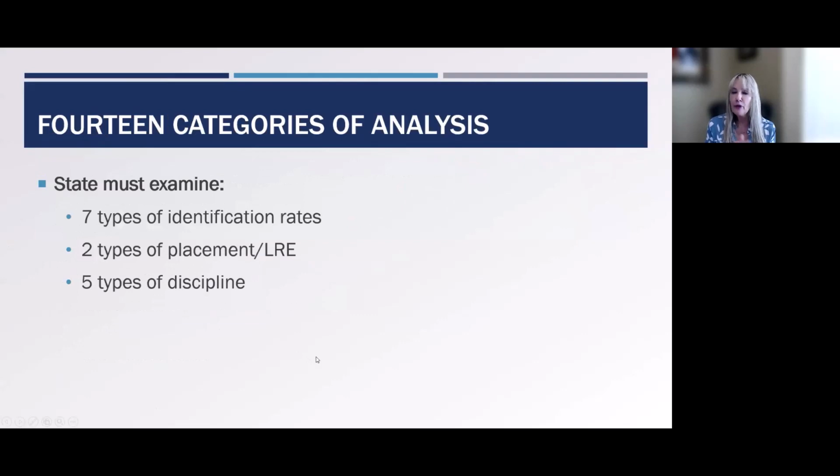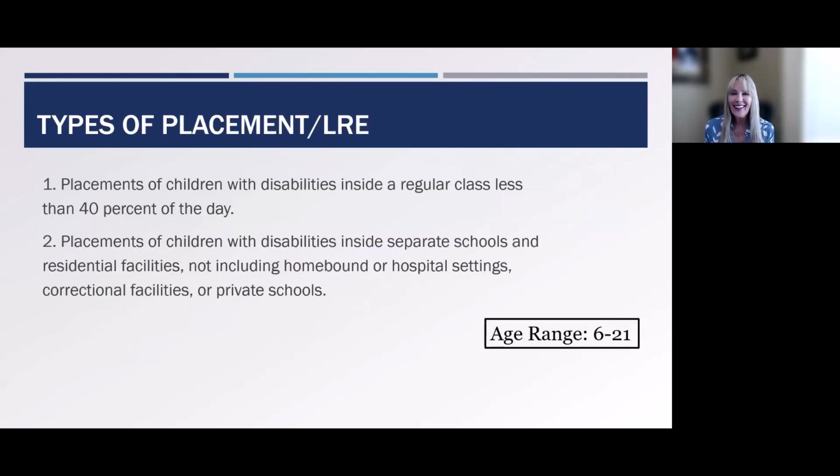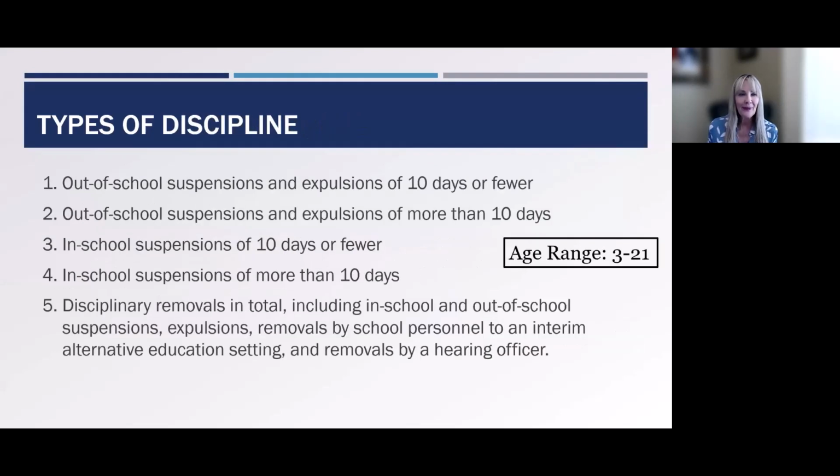And they must examine 14 categories of analysis. There are 7 types of identification, 2 types of placement, 5 types of discipline. Here's the 7 types of identification. Since our focus is on discipline, I'm just going to keep going. There's 2 types of placement, and then here's our 5 types of discipline.